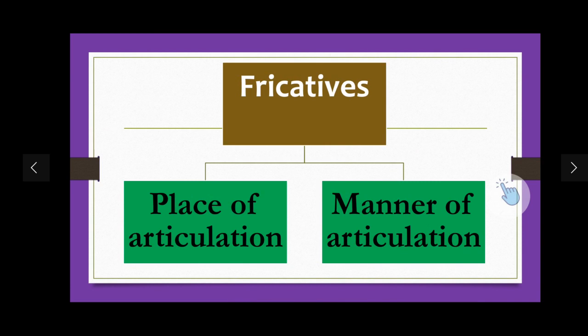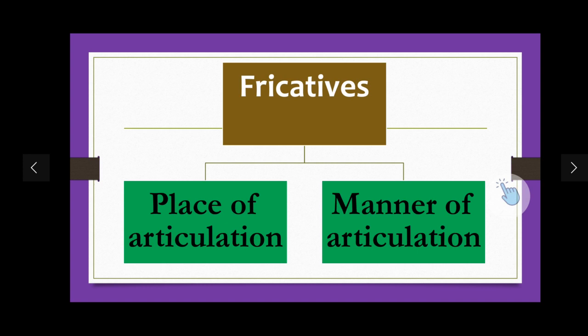Now, here we have a chart of fricatives. As we discussed in our previous lecture, plosive sounds can be described by place of articulation and by manner of articulation. So the same case is also here. Fricatives can be described by place of articulation and by manner of articulation.